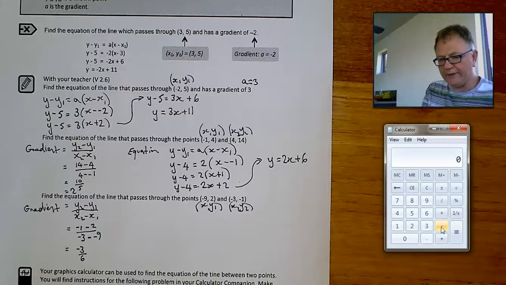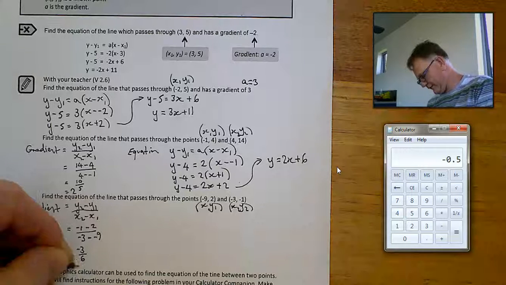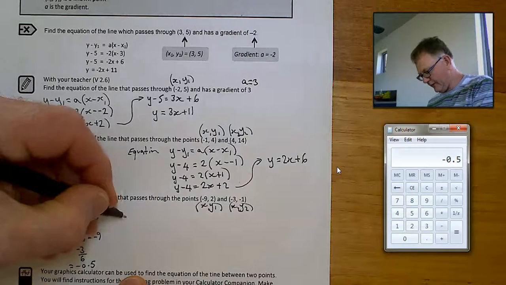But we've got negative 3 divided by 6. And the answer is negative 0.5, which is the gradient. We can work with that. We can find out its equation.